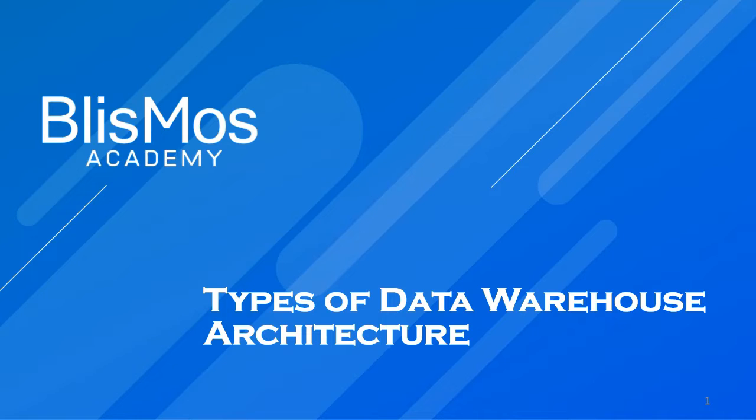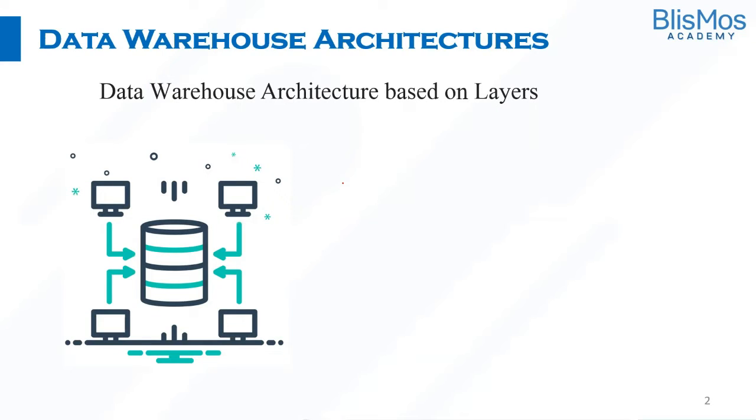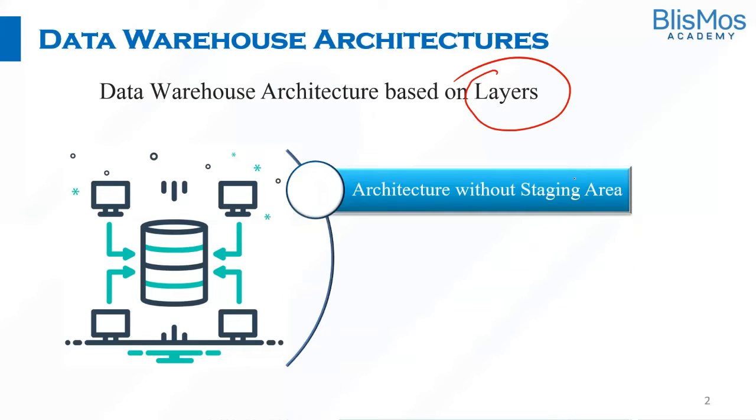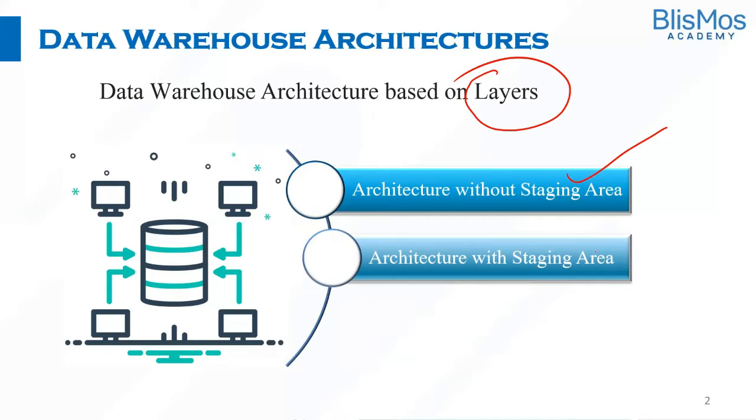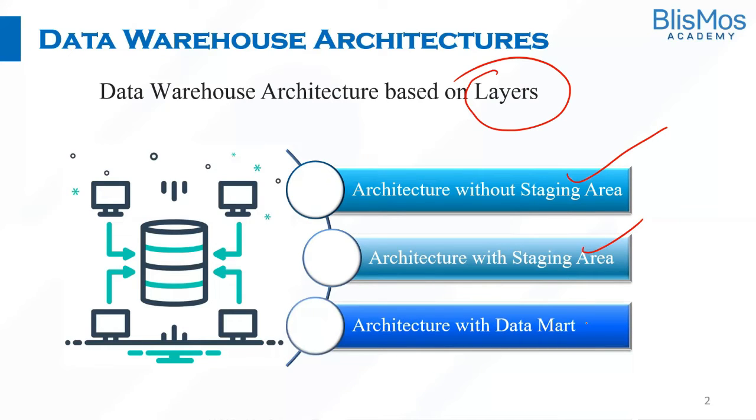As a part of this video, we'll understand the types of data warehouse architecture. Data warehouse architecture can be classified into three types based on the layers. One is architecture without staging area, another is architecture with staging area. The next one is architecture with data mart.